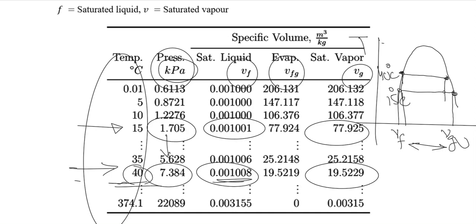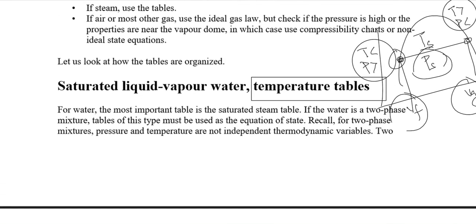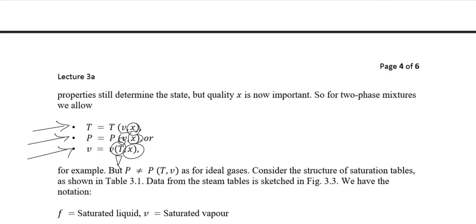But let's check this one now over here. Our Vg was 77.925. Now our Vg has decreased to 19.5229. That's what we said in a previous lecture: if I increase the temperature, the pressure would increase as well, but the difference between Vg and Vf would be decreasing. So this is a little bit of the saturated liquid-vapor water temperature table.